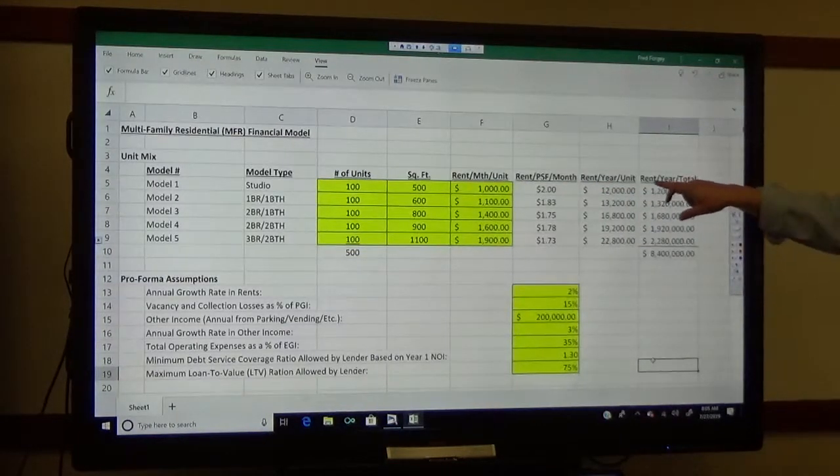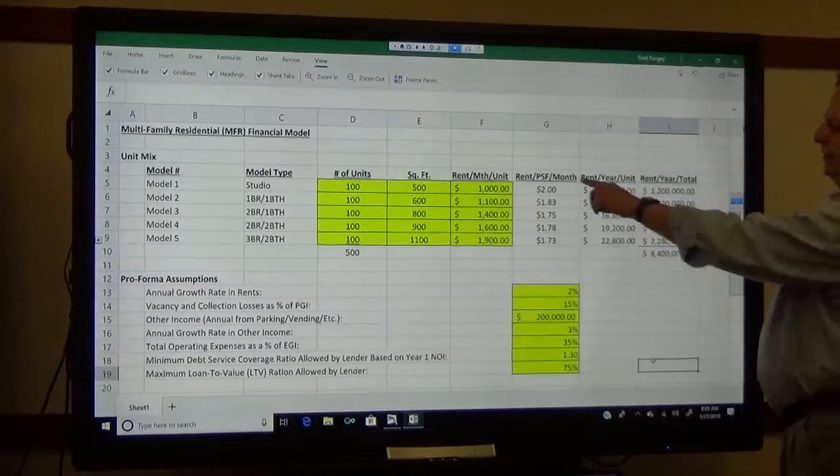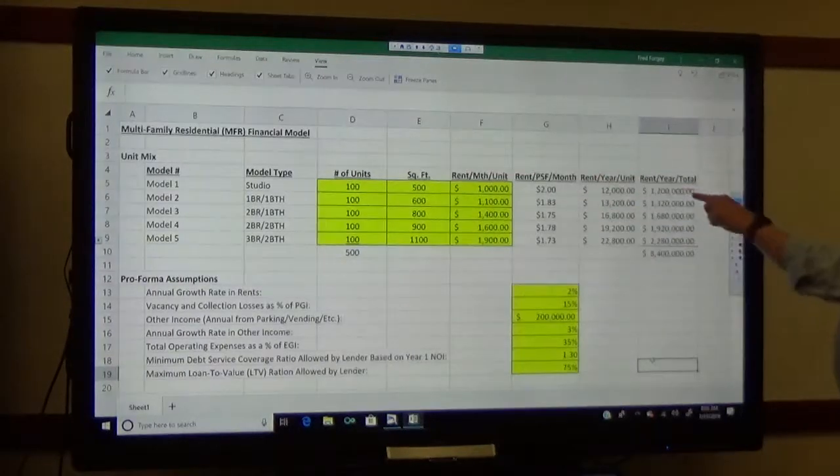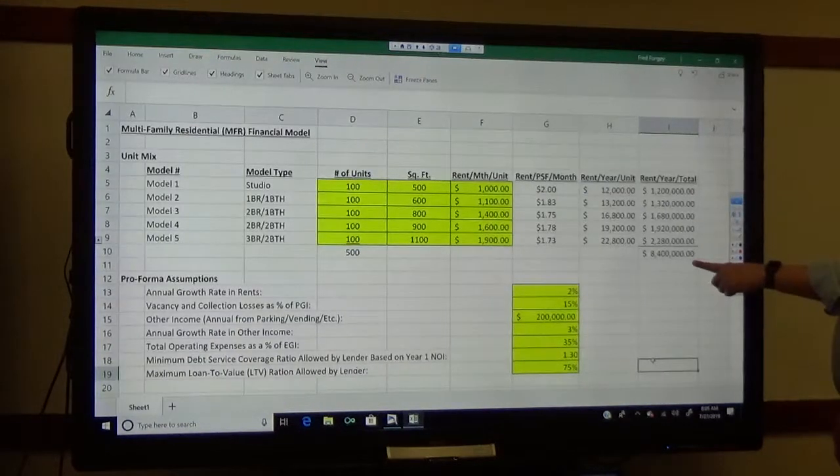Then for the rent for the year, for the total, this is taking all of the units at that particular type. So in this case, $12,000 a year times 100 units will give us a 1.2 million. Okay, same process all the way down. Okay, so the total income that this property would generate would be 8.4 million for the year. Okay, everybody cool so far?